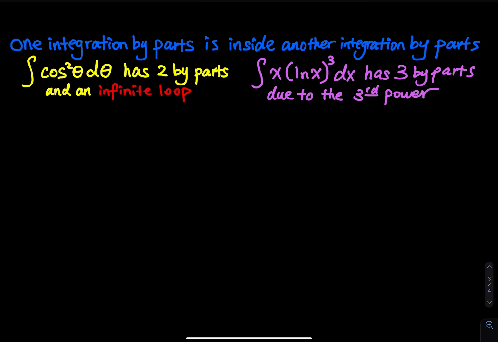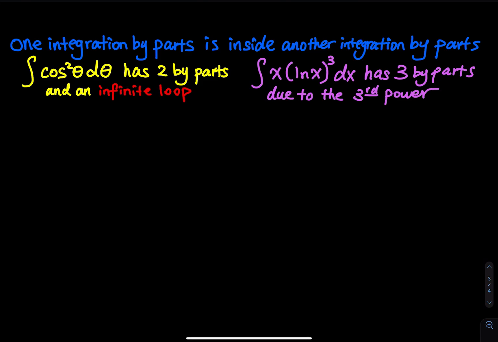Some integration by parts problems have one integration by parts inside another integration by parts. So when you perform integration by parts, expect to repeat this process two to three times. These are two perfect examples. The first one is the integral of cosine squared theta d theta. This has two integration by parts and one infinite loop.